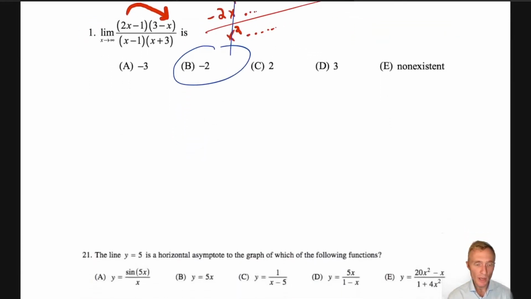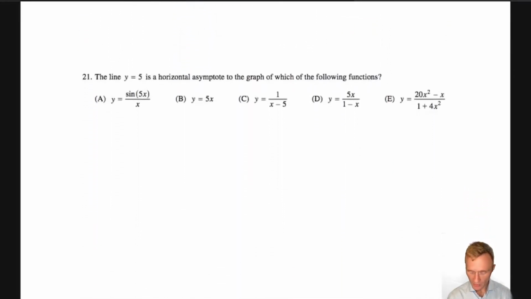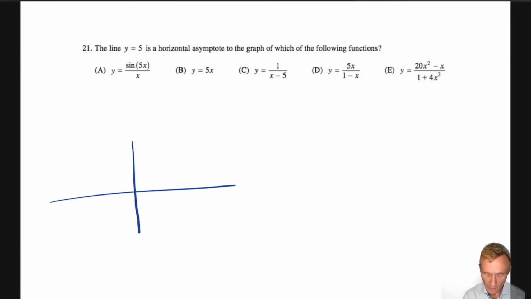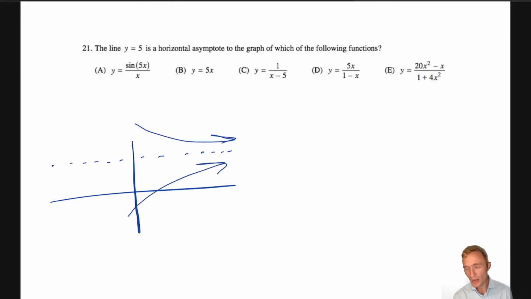Last one here. The line y equals 5 is a horizontal asymptote to the graph of which of the following functions? All right, so what we're looking for here, the line y equals 5, we are looking for a horizontal asymptote, which means we're looking for which of these functions as x heads towards infinity or negative infinity has a limit equal to 5. All right, sine of 5x over x.